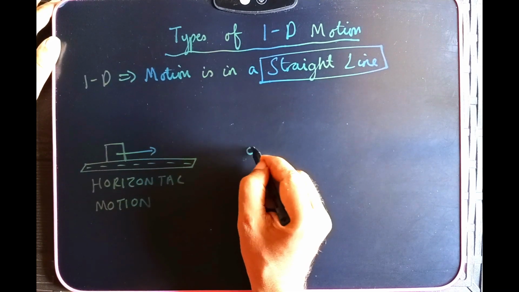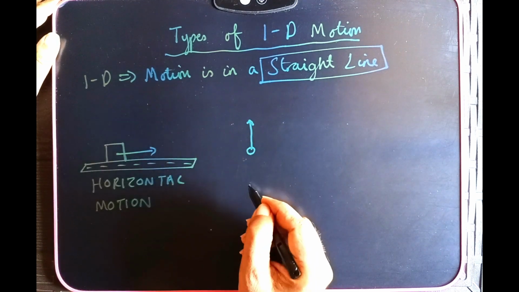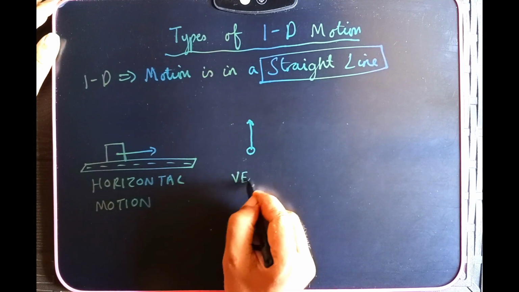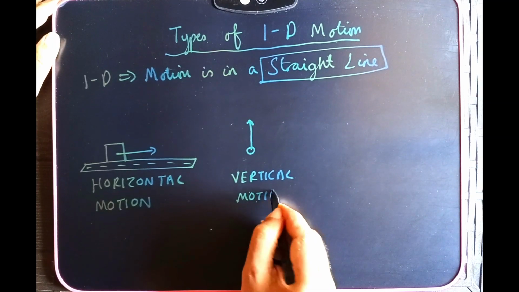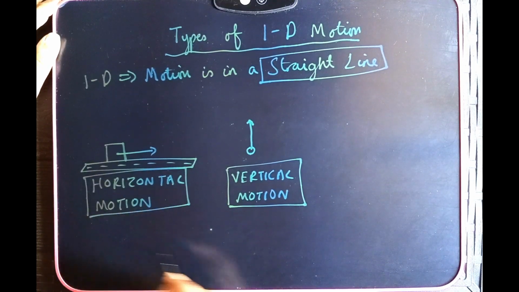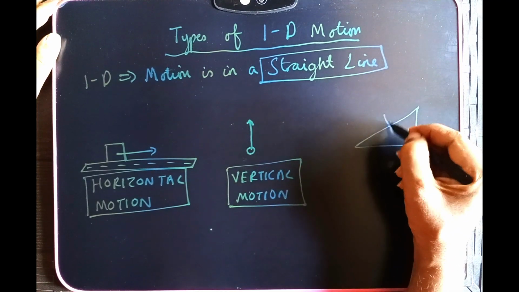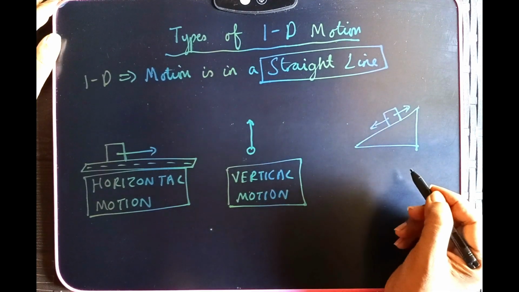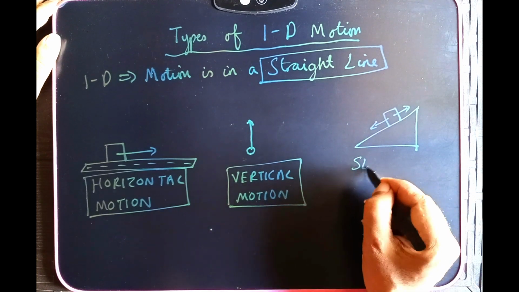I may throw a ball from the ground in the sky to the top, straight up. This is called vertical motion. Then the third type of motion is if you have an inclined plane and a block sitting here, it might experience either an upward or a downward motion, depending on which side the force is applied. So this is a slanting motion.